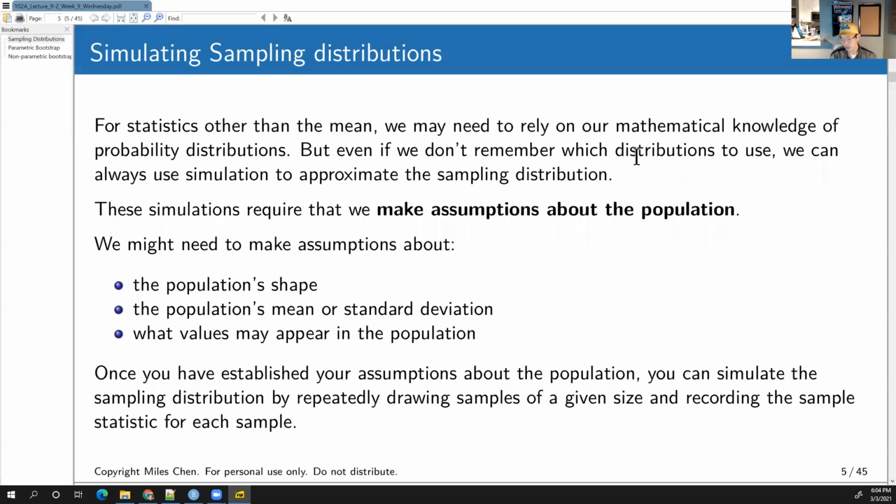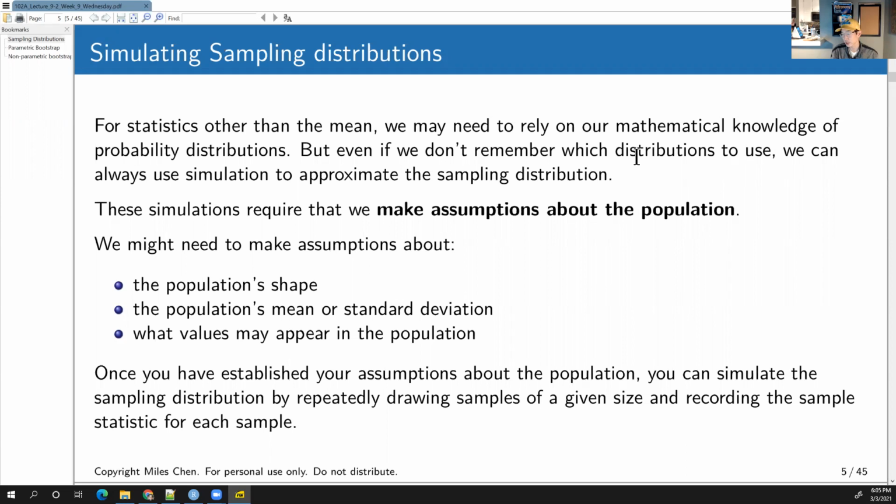All of these simulations that we're going to do require that we make assumptions about the population. That's going to apply throughout all of statistics: you have to make assumptions to fill in your gaps of knowledge, because we don't have direct access to the population. We only have access to a sample. So to go from the sample to the population, we've got to make certain assumptions. We might make assumptions about the population's shape or its distributional form. We might make assumptions about the mean or the standard deviation of the population, or what kind of values appear in the population. But once you've established your assumptions, then you can simulate the sampling distribution.